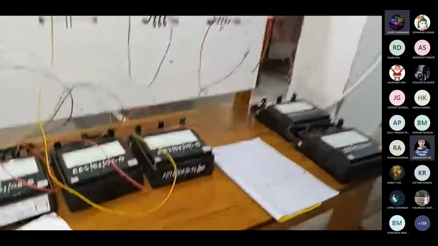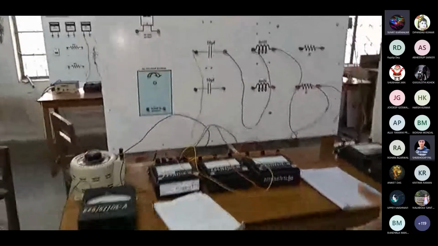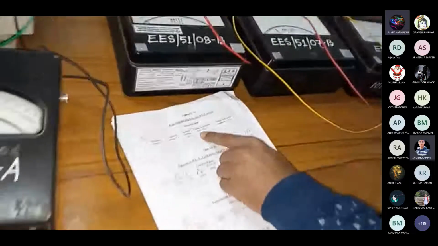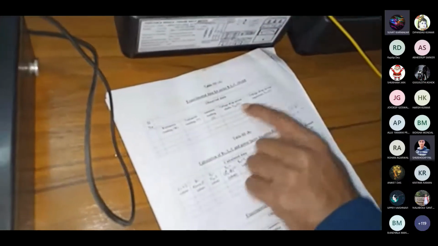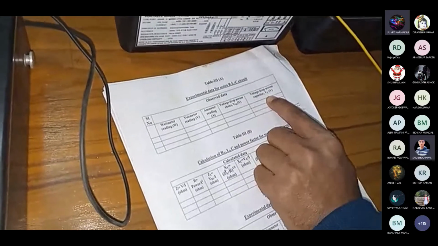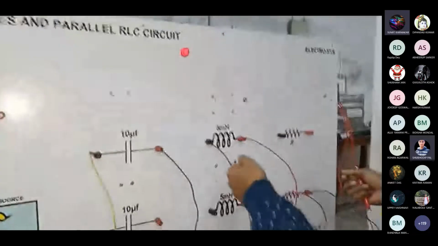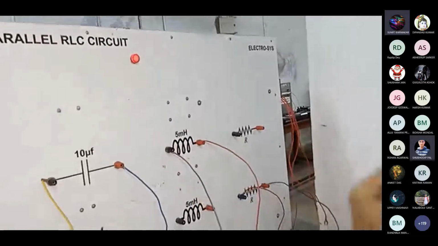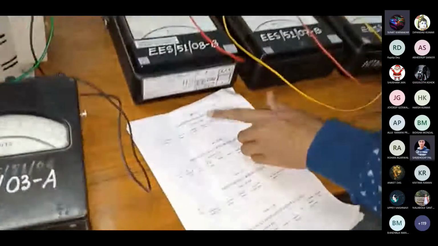Now, one more thing is required. What is that? The voltage drop across the choke, that is VRL, is required. The voltage drop across the capacitor is also required. So what can we do? We can connect a voltmeter across the RL, meaning this point and this point, and I can connect another voltmeter across this capacitor in order to measure this.